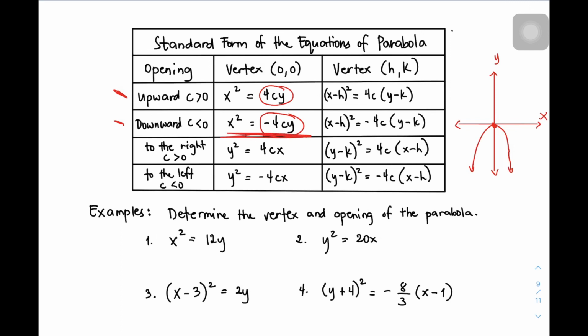Itong kanyang standard form. And then, what if the parabola has the standard form of this one? Sabi dyan, the vertex is h, k. So, pwedeng ganito siya.